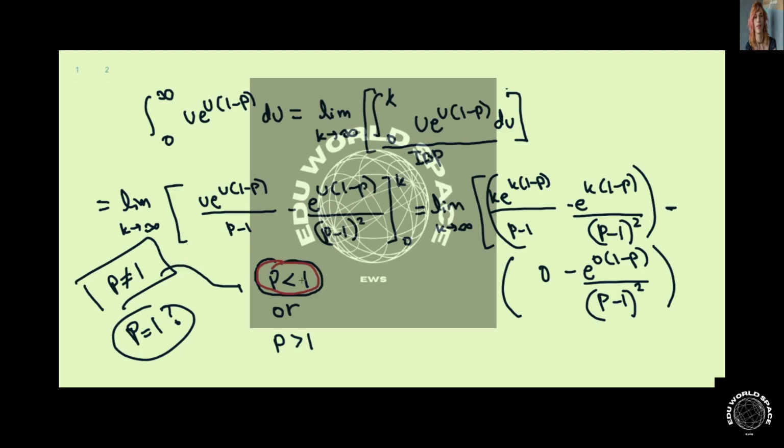So if p is less than 1, that implies 1 minus p is positive. And then, so now when you take the limit as k goes to infinity, this first term right here will go to, well, k is going to infinity, and then you have a positive number times infinity, so that's also e to the infinity, and that is just infinity. So that'll be divergent.